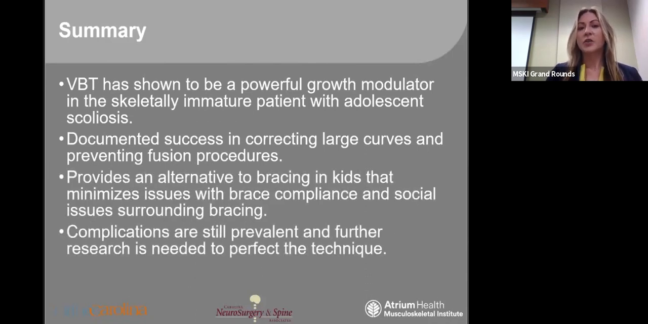So it's a great alternative, as we already said, to bracing, but it does not completely replace it, and it has significant complications. And we need to continue to do research in this and find the appropriate technique, so we do not place our patients at risk when we do offer them this procedure.